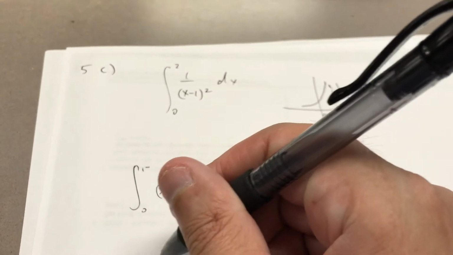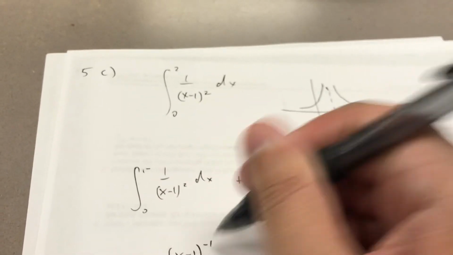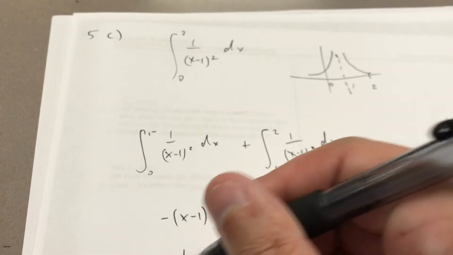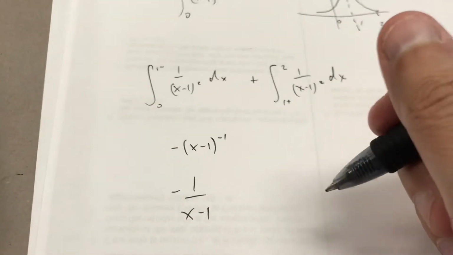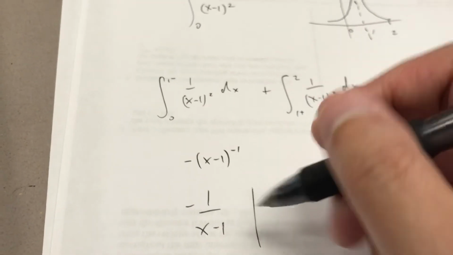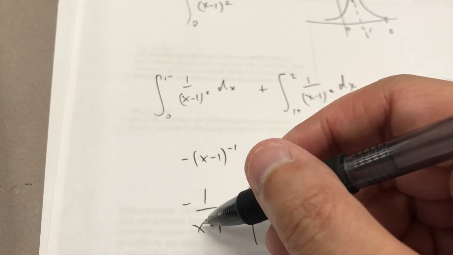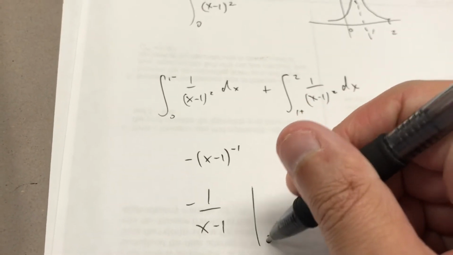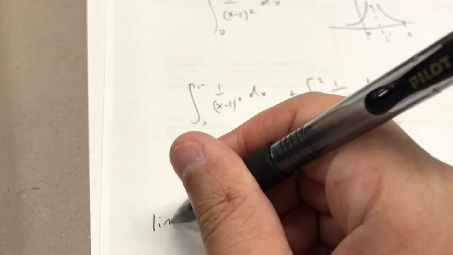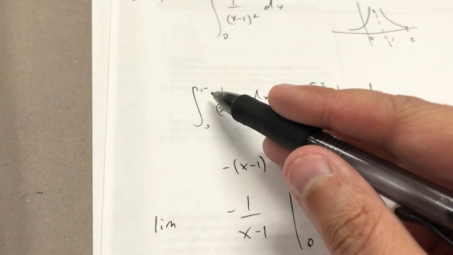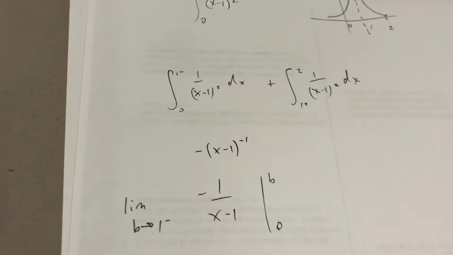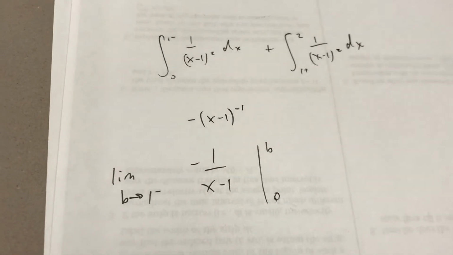So the integral of that should be negative (x minus 1) to the negative 1. I wouldn't leave it in that form. I'd write it as negative 1 over x minus 1 if I was going to evaluate it. Remember, this is not going to evaluate at 1. So we have to evaluate from 0 to, usually we say something like b, and we take the limit as b approaches 1 from the left. Okay, that's our first integral.